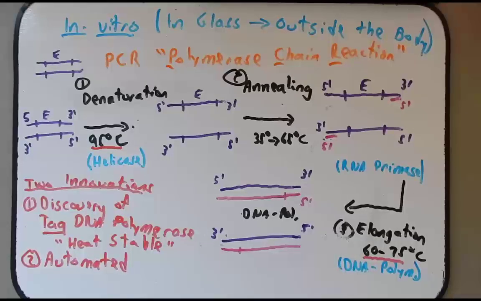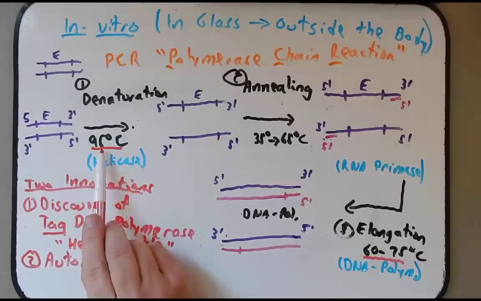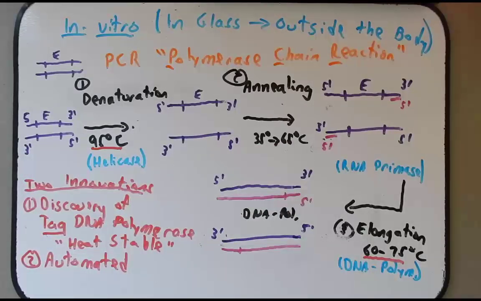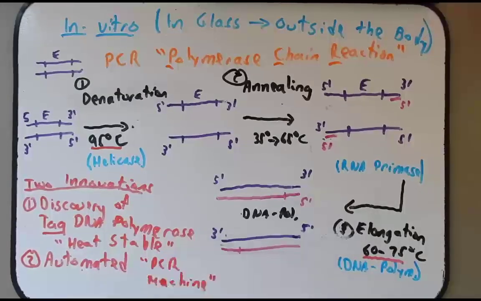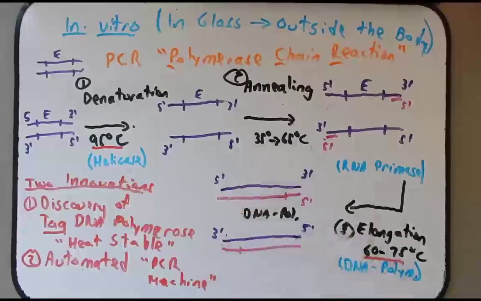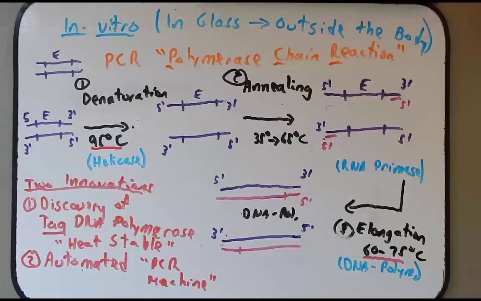Prior to automating it, you could accomplish this and you would have 3 water baths, one set at 95 degrees, one set at 35 to 65 degrees, and another set at 60 to 75 degrees. And you would just have to take the test tubes from one water bath, transfer them to another water bath, and then the third, and time that and repeat that 35 times. So you had to be there for the entire time. Having it automated using a PCR machine meant that you could put your samples into the PCR machine and just let it go until it was done. It made it much more efficient.